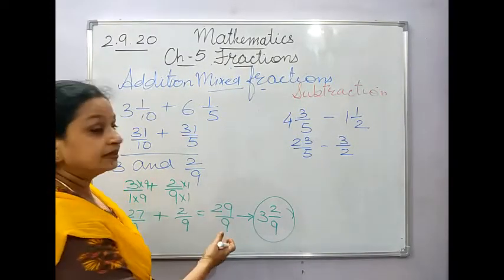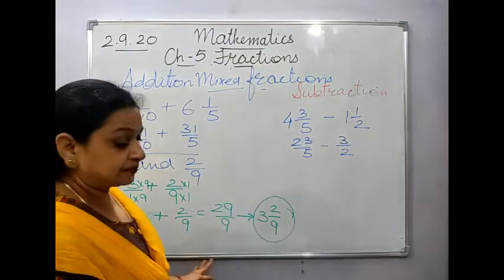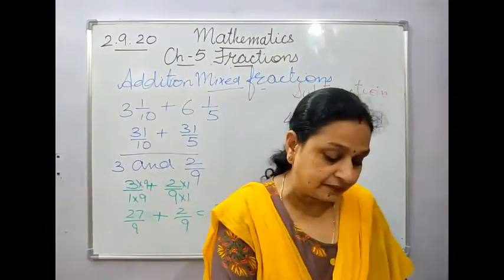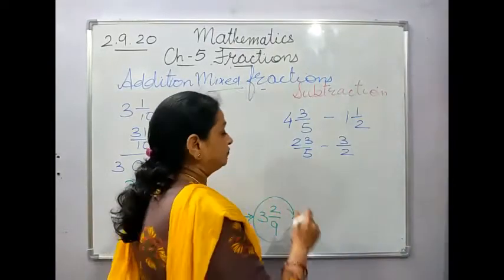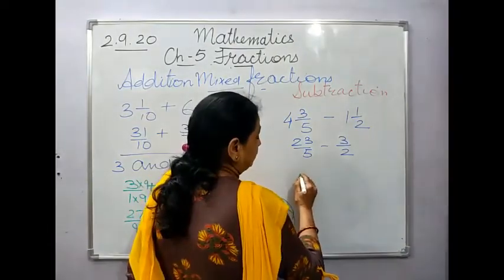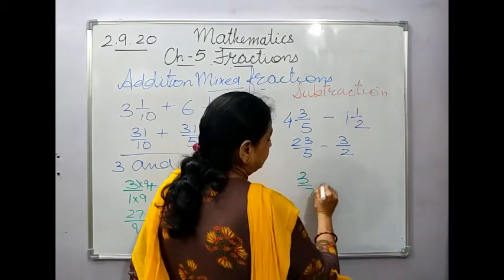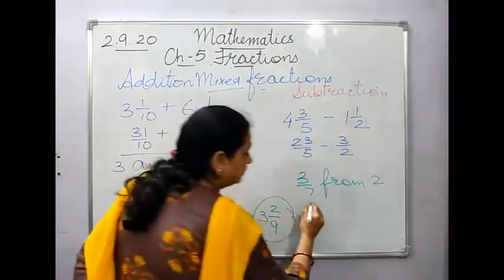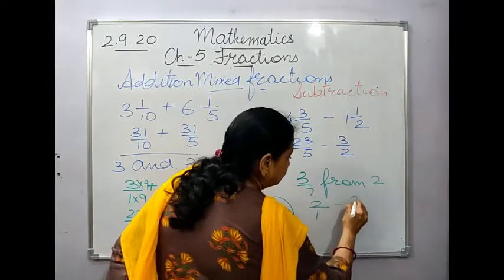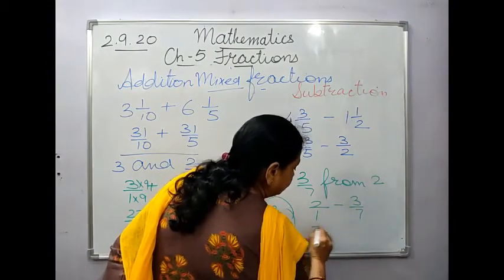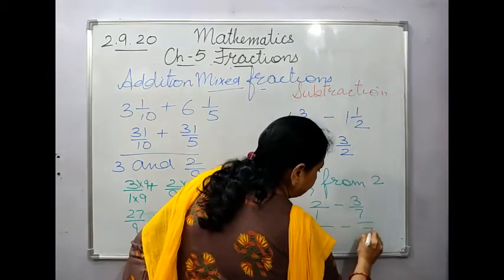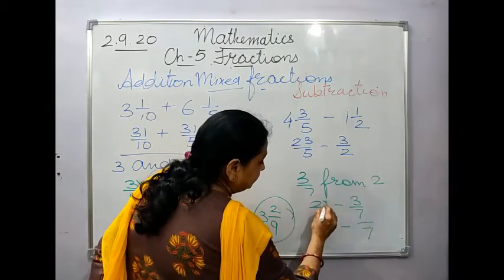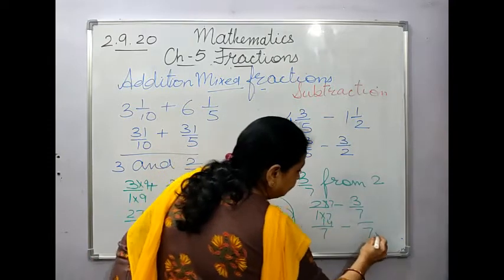Clear? Same way in the subtraction. Now in the subtraction, I'll take an example. It is given, let us subtract 3 upon 7 from 2. You have to subtract 3 upon 7 from 2. Same way, 2 upon 1 minus 3 upon 7. Take out the LCM. It will be 7. 1 7s are 7. 7 2s are 14.